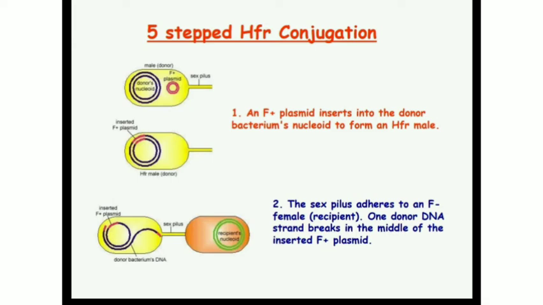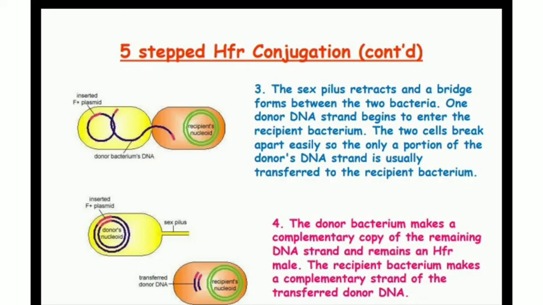Step 1. An F plus plasmid inserts into the donor bacterium's nucleoid to form an Hfr male. Step 2. The sex pilus adheres to an F minus female recipient. One donor DNA strand breaks in the middle of the inserted F plus plasmid. Step 3. The sex pilus retracts and a bridge forms between the two bacteria. One donor DNA strand begins to enter the recipient bacterium. The two cells break apart easily so that only a portion of the donor's DNA strand is usually transferred to the recipient bacterium.